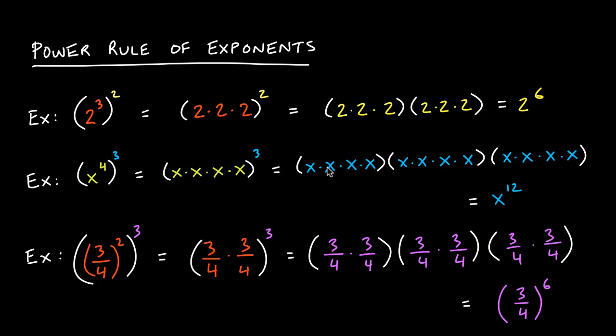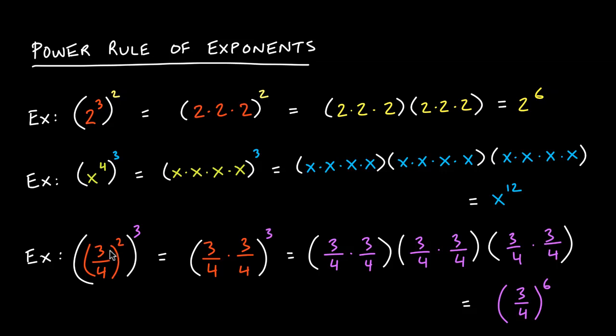So I have x times x times x times x, the same thing, twice more. And now if I start counting all of these, I'll have 12 x's that are all being multiplied, so I can condense this into exponential notation and write x to the 12th.